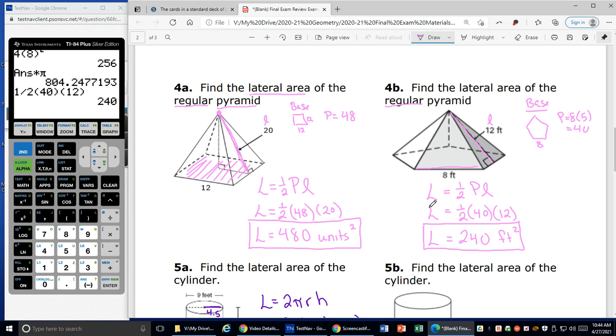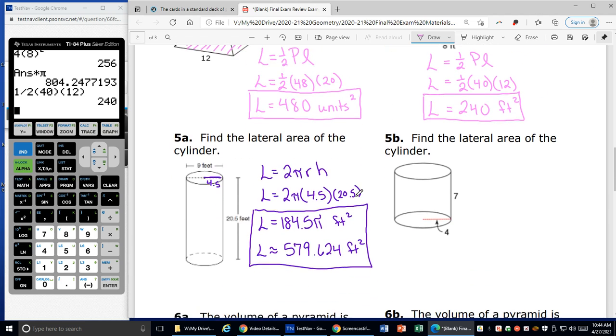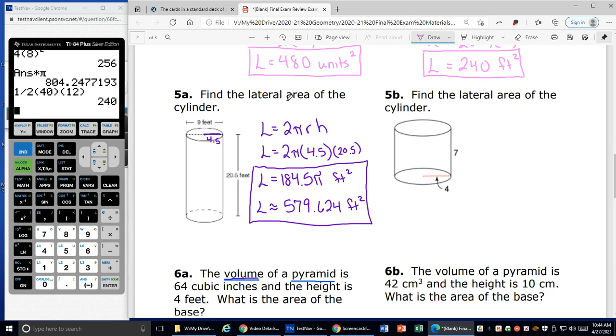Again, I didn't need to go look at my formula chart because I used my review. Using your review can really help you know exactly what formula to use. Okay, 5B, find the lateral area of the cylinder. Look at 5A, lateral area of the cylinder.